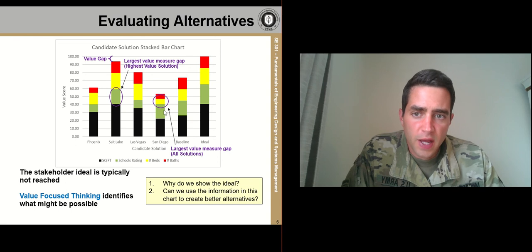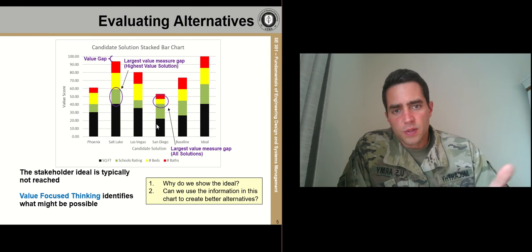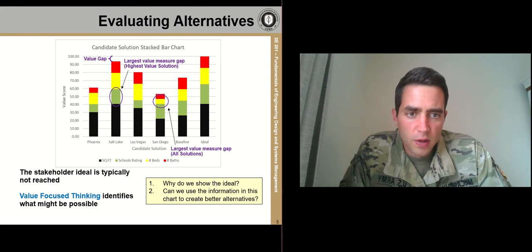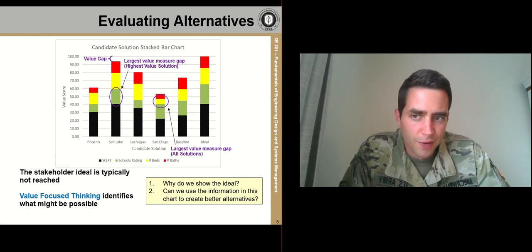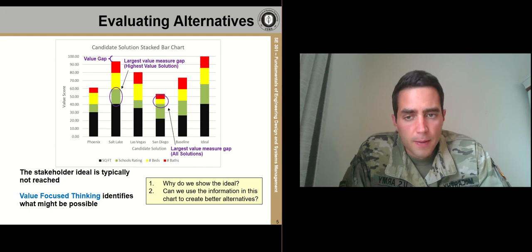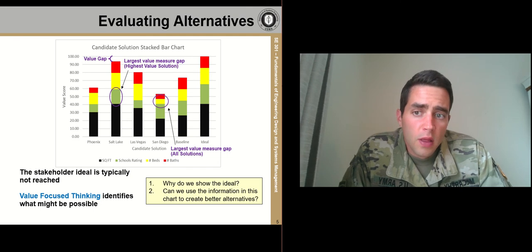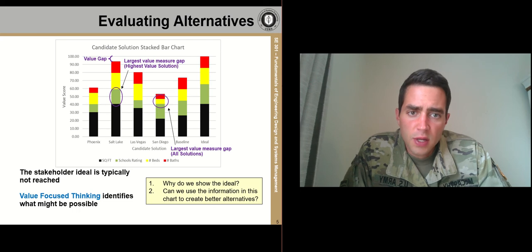This stacked bar chart right here for San Diego shows the largest value measure gap for all solutions. You might think, well, what's the point of looking at San Diego if we know that San Diego is only a score of 53 compared to 93? That's true. We might not want to waste our time with San Diego because it achieves such less value than Salt Lake. However, in many cases, you could look at these other solutions that don't quite achieve the highest value, but with a little bit of improvement of alternatives, they could achieve a high value.